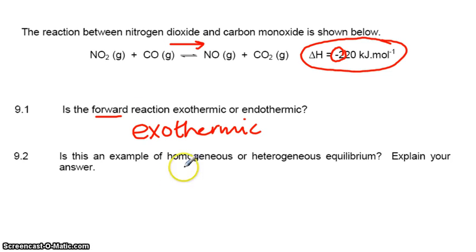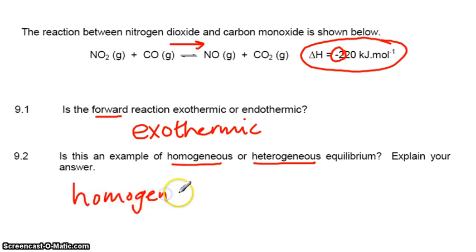9.2 asks whether this is an example of a homogeneous or heterogeneous equilibrium, and then to explain your answer. And the key here is to look at the phases of the different substances. In this case it's homogeneous because all the substances are in the gaseous phase. And that's the definition of a homogeneous equilibrium.